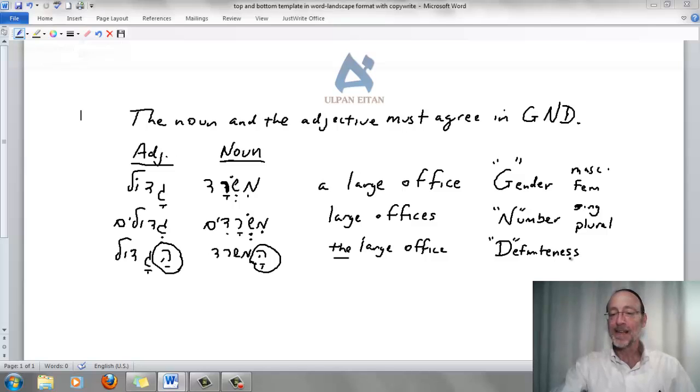Definiteness is something definite, distinct. Is it the or the? Okay? That's the example of noun and adjective agreement. They always must agree in G and D, and they always point out to people, at least to native English speakers, which is that noun and adjective in Hebrew are the exact opposite order of in English.